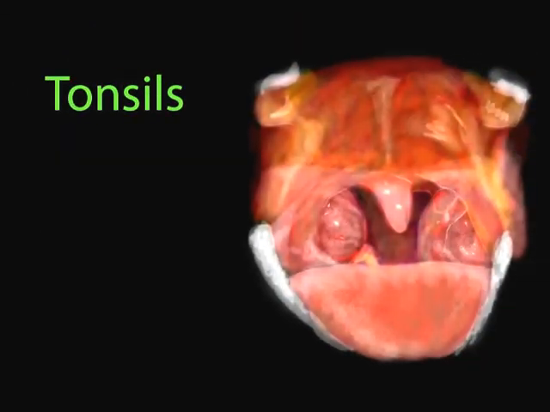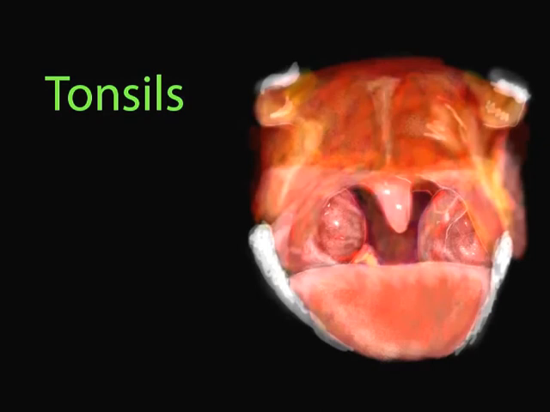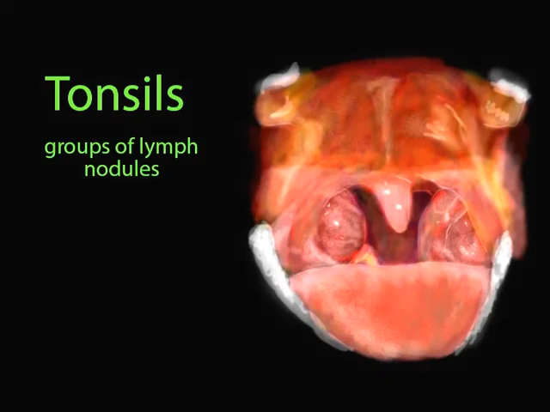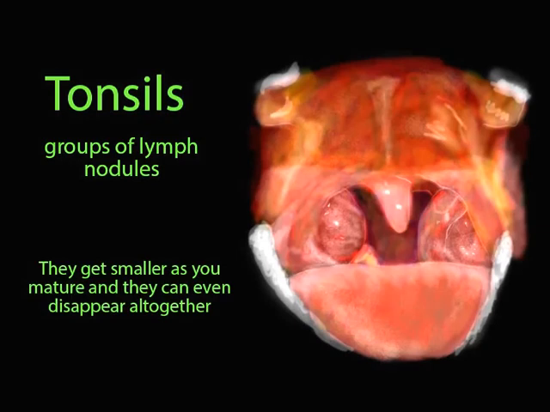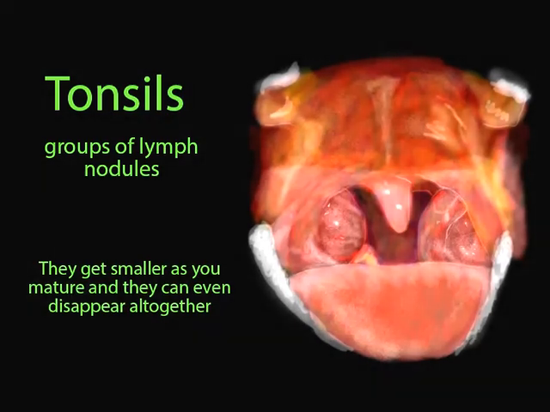Lymph nodules can be found as single structures in the body, or they can be grouped together in small clumps. That's what the tonsils are. They're groups of lymph nodules under the mucous membrane in the throat. These lymph nodules form a protective ring around the throat, strategically located to protect the body from foreign invaders. If the tonsils get infected, they can become inflamed and abnormally enlarged, as you see here. This condition is called tonsillitis. If the condition is chronic, the tonsils can be removed in a tonsillectomy. Tonsils tend to get smaller as a person matures, and they can actually disappear altogether in an adult.